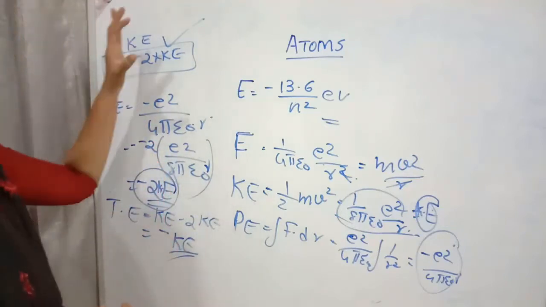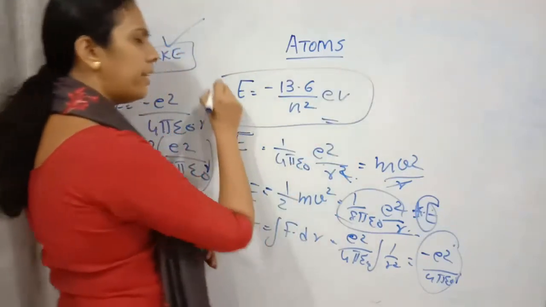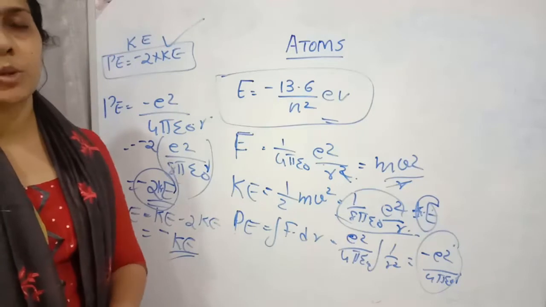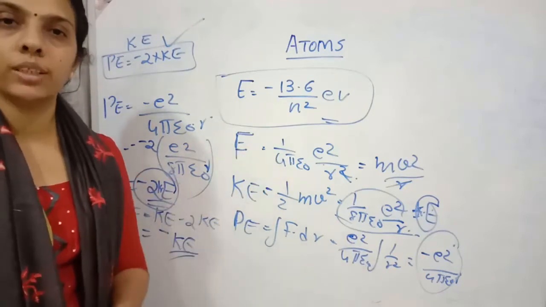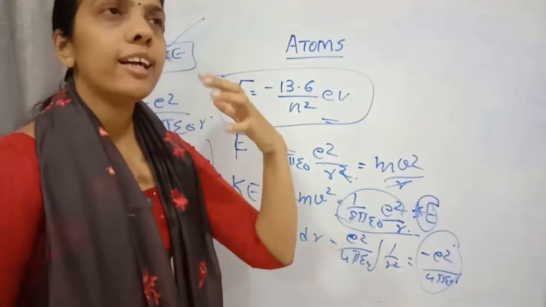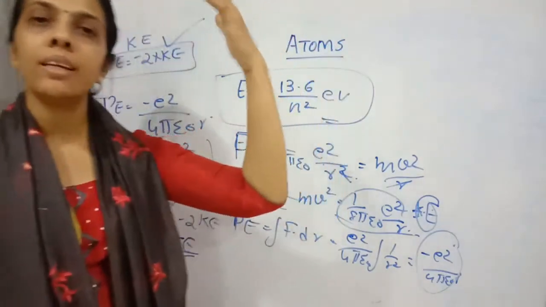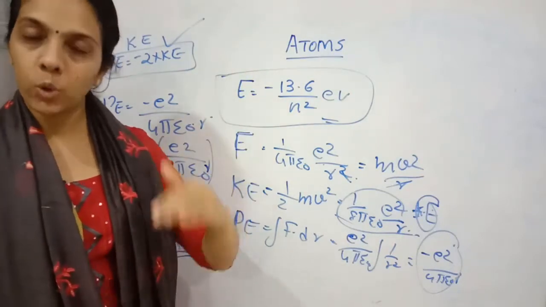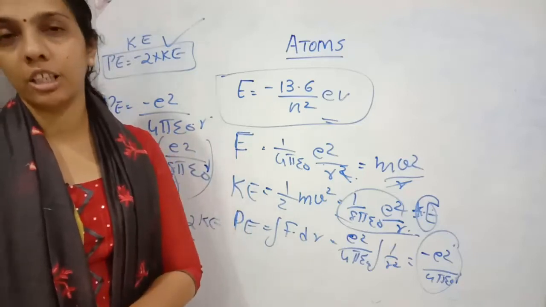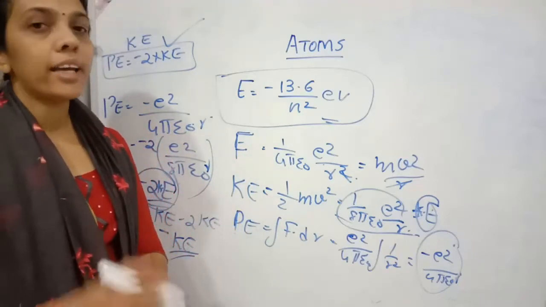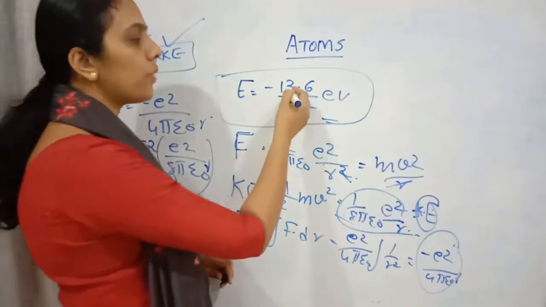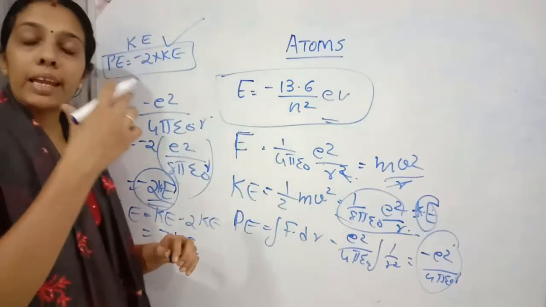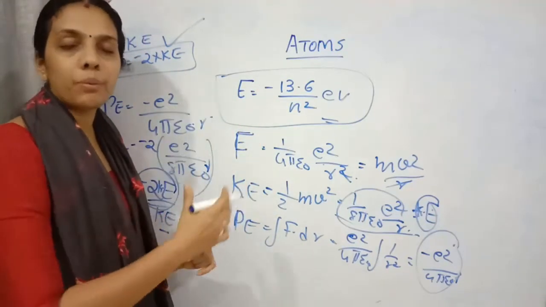Clear, children? So the total energy for any orbit, how can we find it? Energy equals minus 13.6 by n square electron volt. The electrons in higher orbits will have some energies, and lower energy levels also have some energies. When we move to higher orbits, the negative value is decreasing, so that much energy is required for the electron to come out of that orbit.